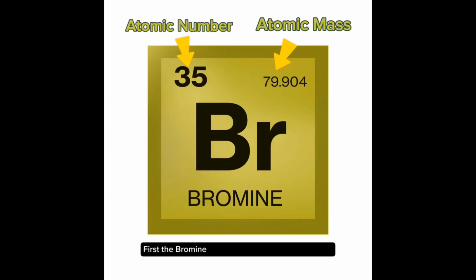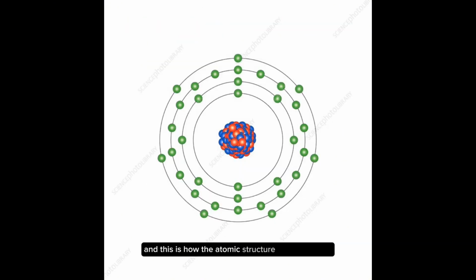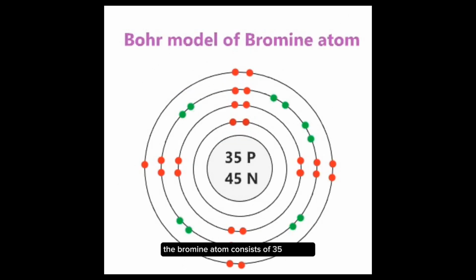First, the bromine atom has an atomic number of 35 and an atomic mass of approximately 79.904 grams per mole. And this is how the atomic structure of the bromine atom looks like. The bromine atom consists of 35 protons, 35 electrons and 45 neutrons.